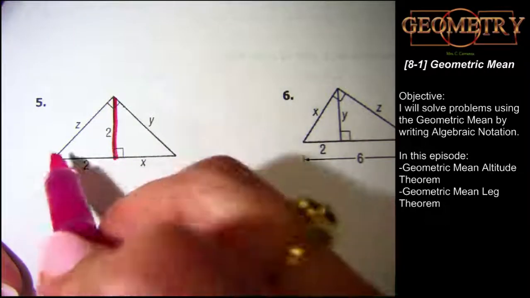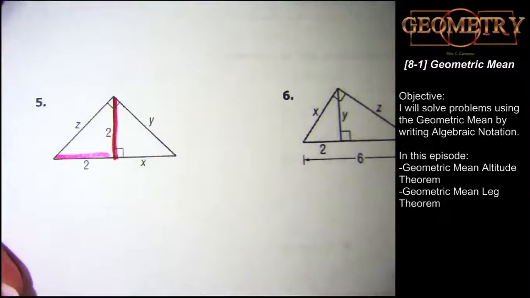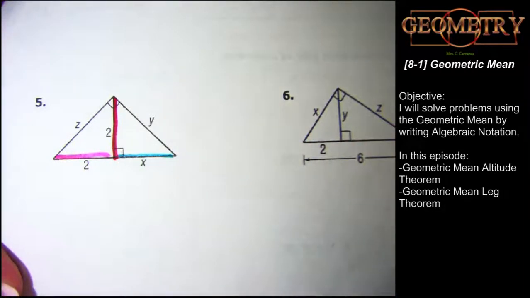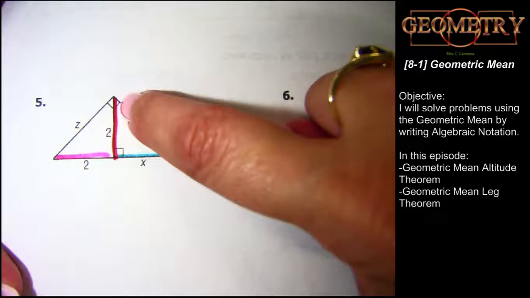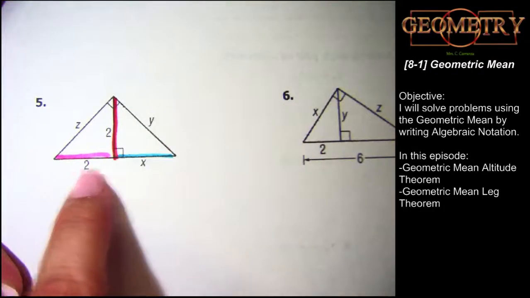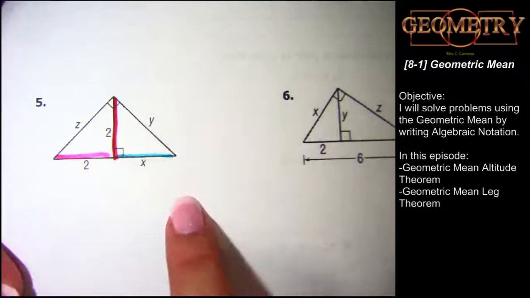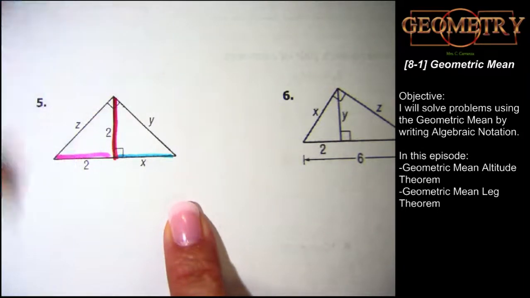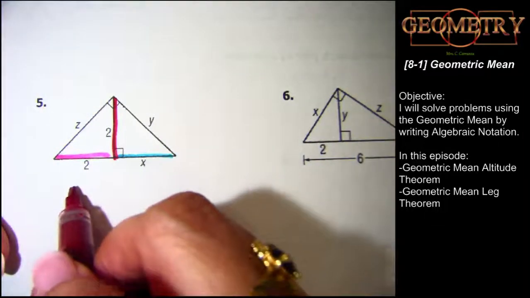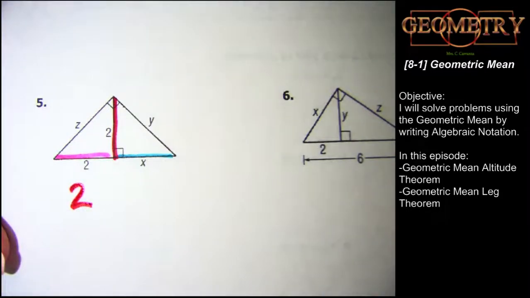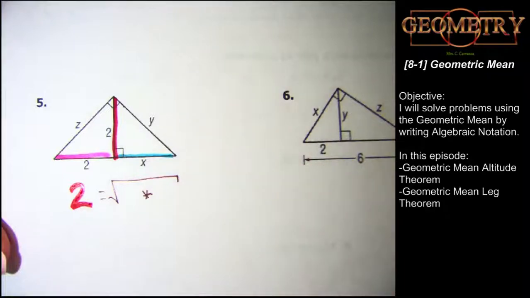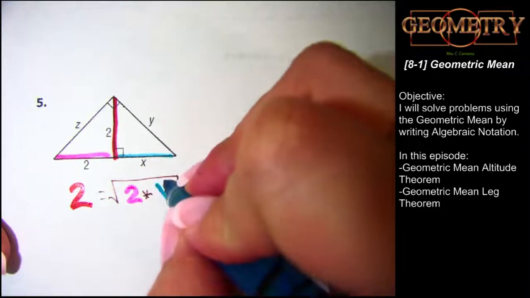Altitude, piece of hypotenuse, piece of hypotenuse. I'm not looking for the leg length. I've got altitude and hypotenuse pieces. I don't have leg and hypotenuse right now. So I have the altitude and the hypotenuse pieces. So that's going to be the altitude is equal to the geometric mean between the two pieces of the hypotenuse.